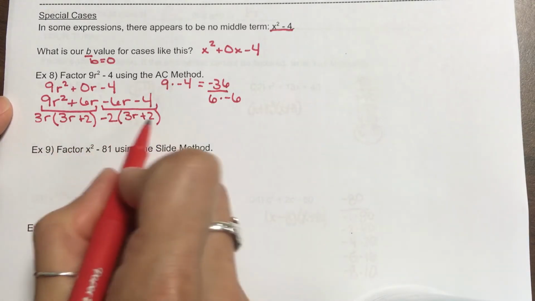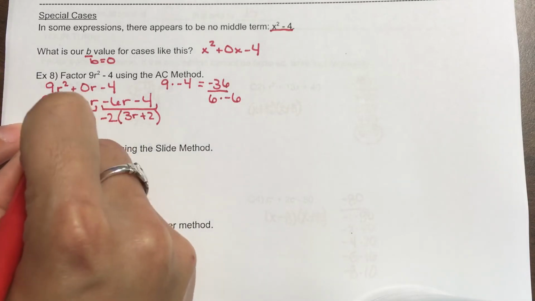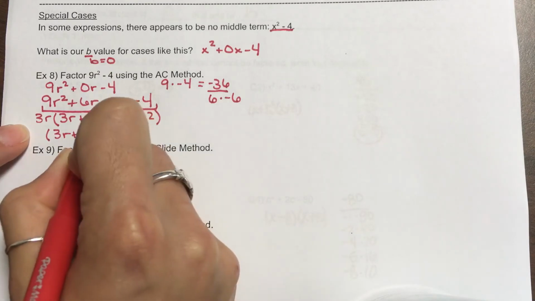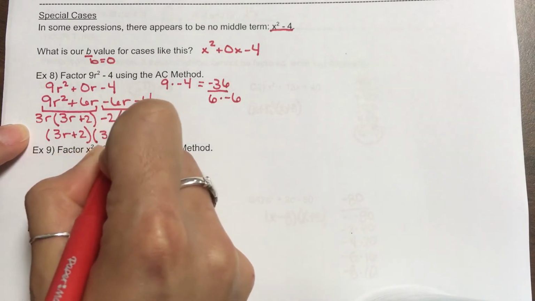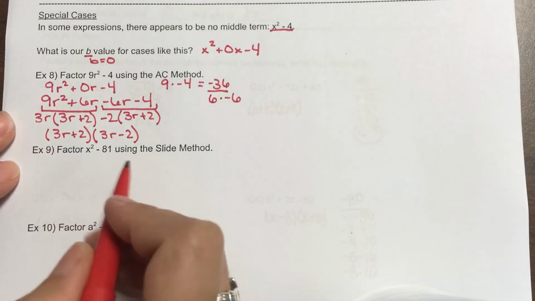My stuff in parentheses is the same, which should always be the case when I factor by grouping. So now that stuff in parentheses is my GCF to pull out, and that leaves me with 3r minus 2. So there would be my factored form. We can take the same approach using the slide method.